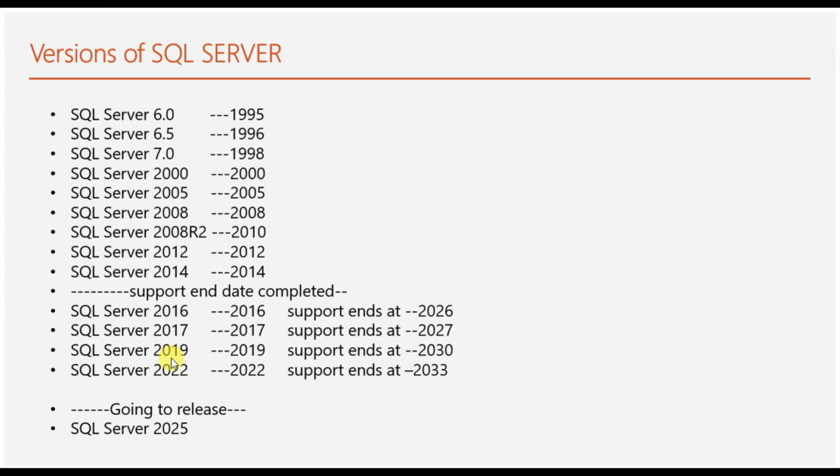For these SQL Server versions, there is support for 2016 up to 2026, 2017 up to 2027, 2019 up to 2030, and 2022 up to 2033. Until 2033 there will be Microsoft support for these MS SQL Servers, and SQL Server 2025 is going to be released.